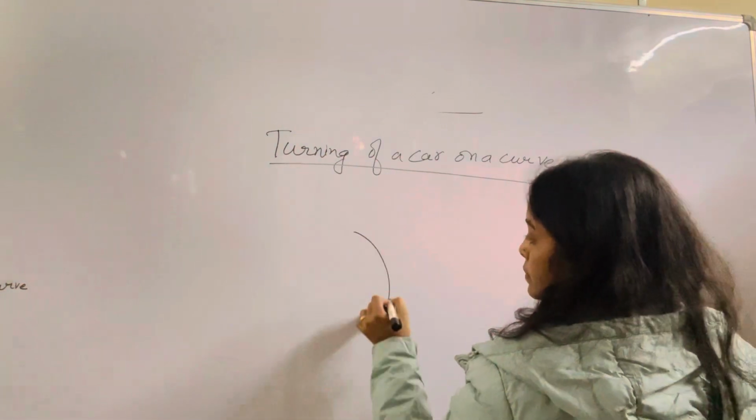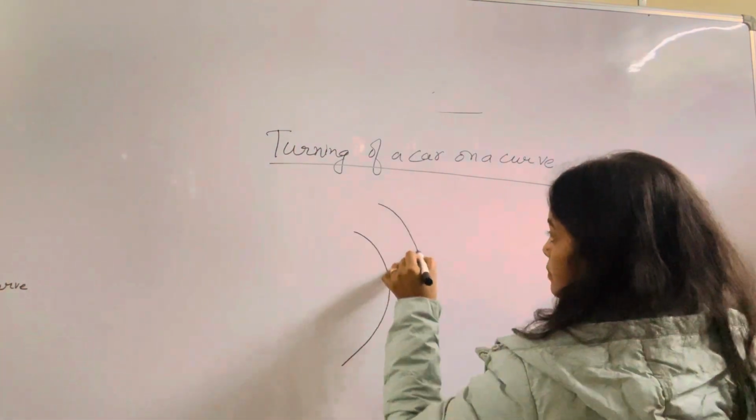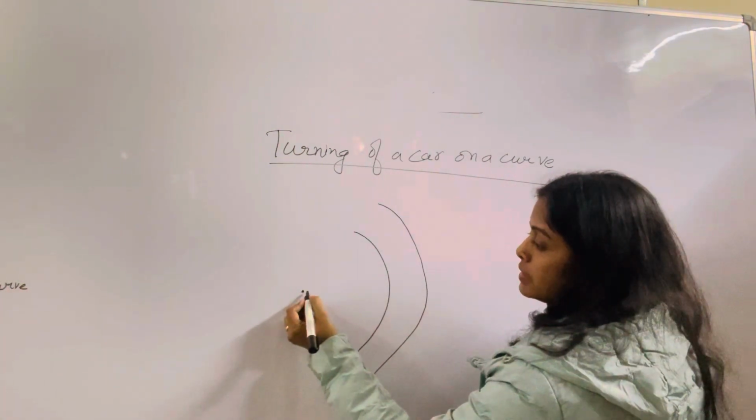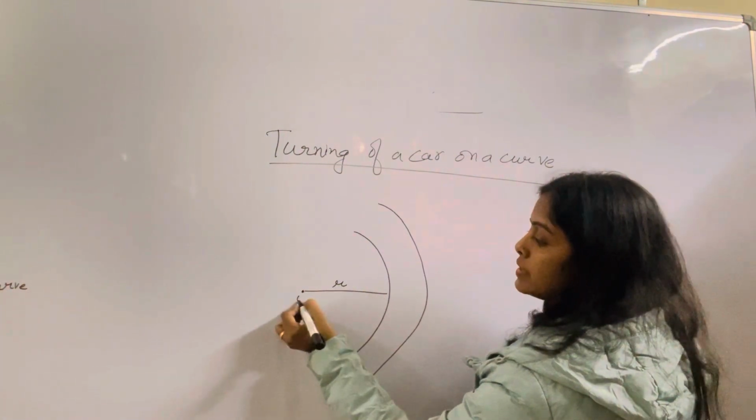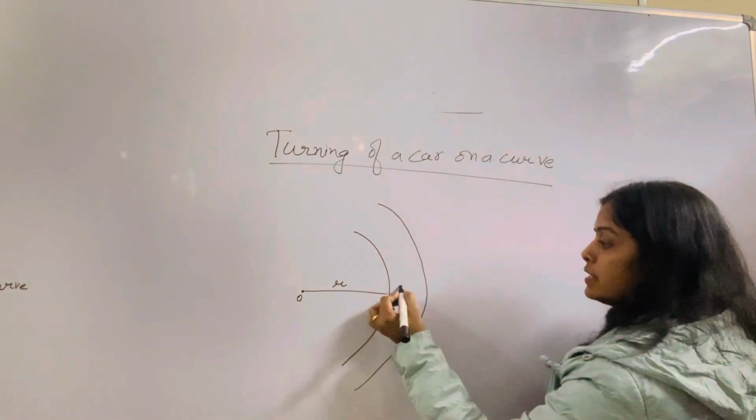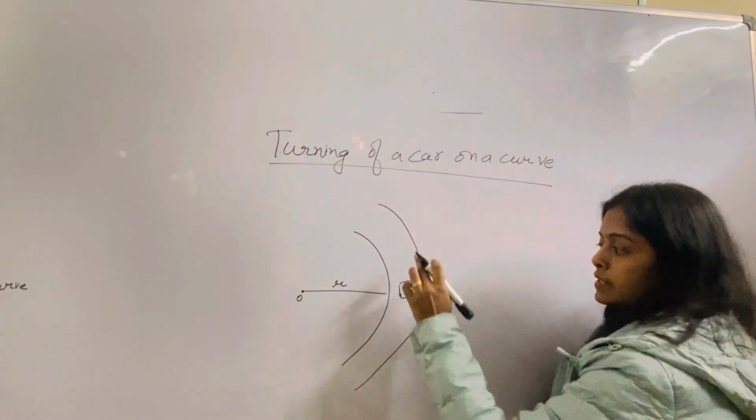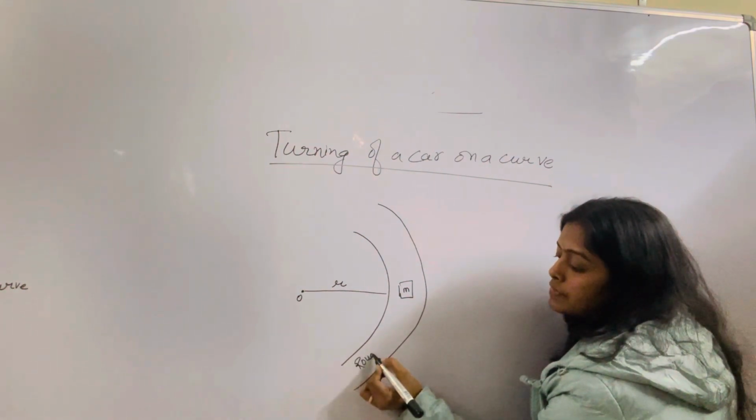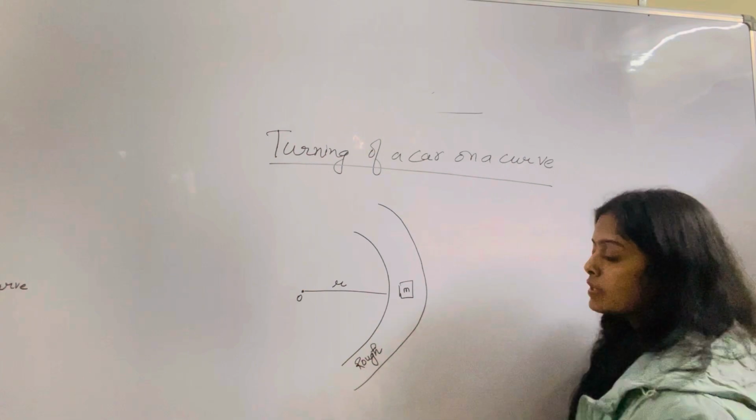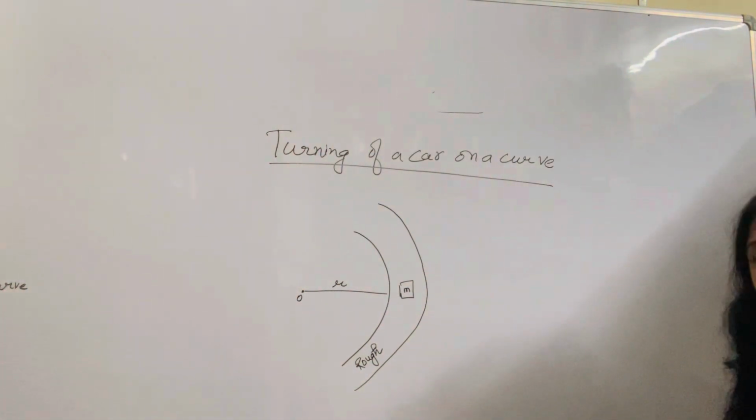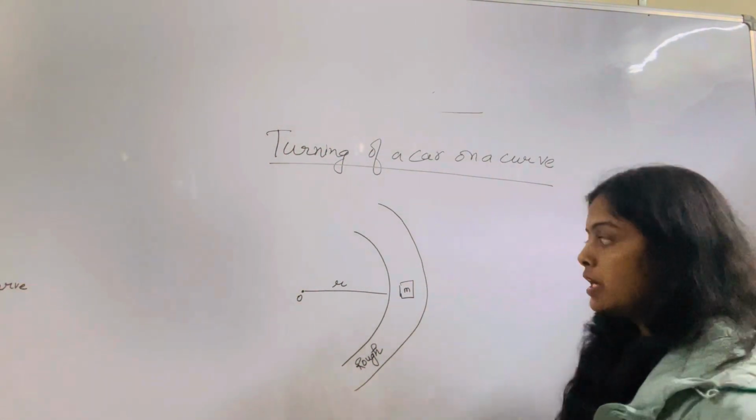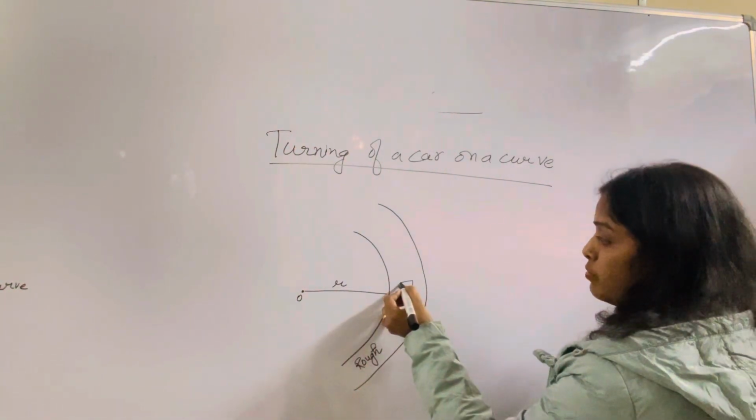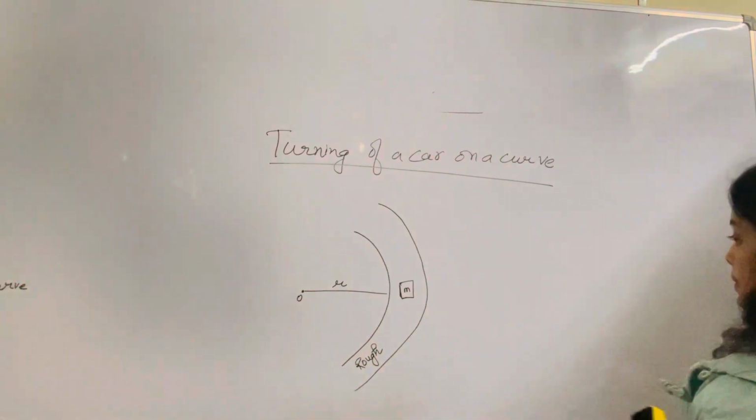Suppose there is a turn, and this curve is making an angle R with the center O. An object is present having a mass m, and this is a rough surface. That means whenever there is a rough surface, friction comes into account. Friction always tries to oppose the relative motion of the object.